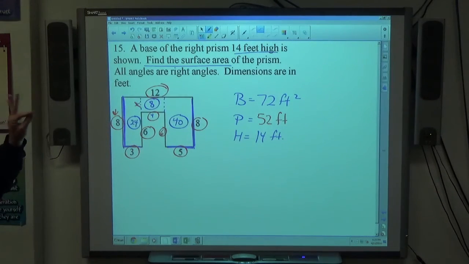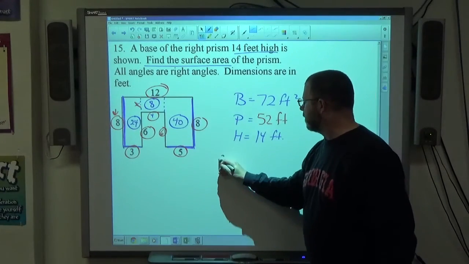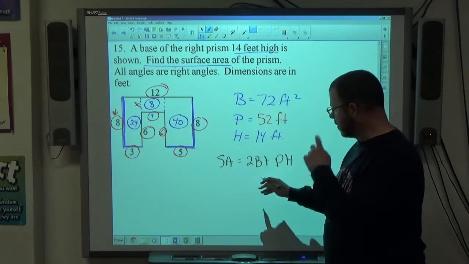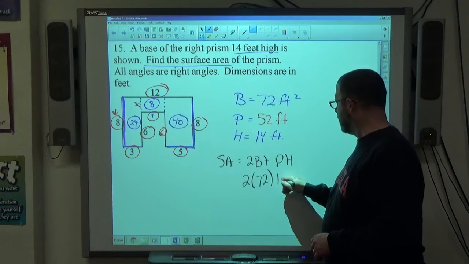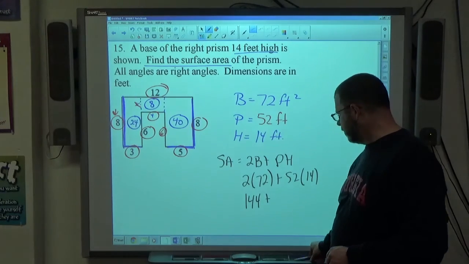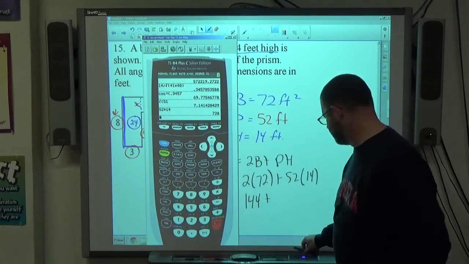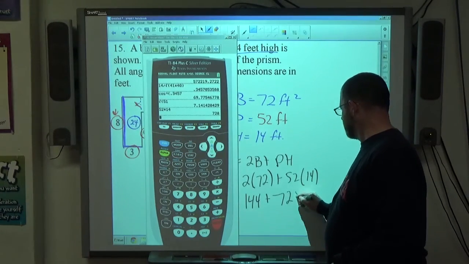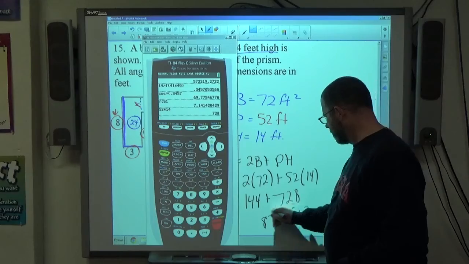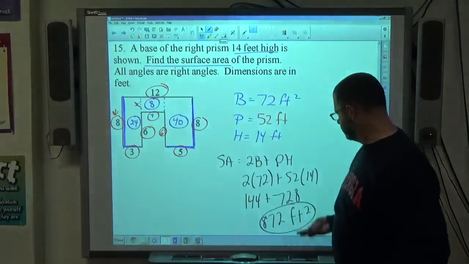Once we know the area, perimeter, and height of everything, then the formula for surface area is 2B plus pH. So once we've established these three numbers, 2 times B plus p times h, 2 times 72 is 144, 52 times 14 is a little bit harder, 728. If I add that to 144, I get 872 square feet. Just to verify my math, 872. So there you go.